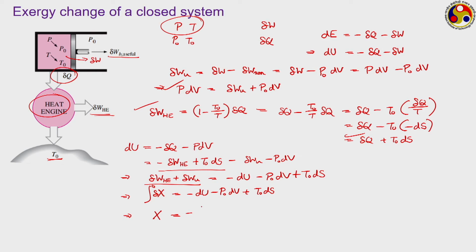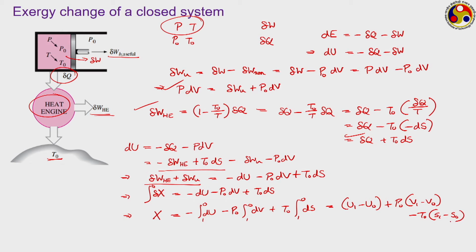So, it will be minus of integral du from this initial state 1 to final dead state 0, minus P naught being a constant comes out of the integration dV, plus T naught being a constant comes out of the integration ds, that is equal to u1 minus u naught plus P naught into V1 minus V naught minus T naught into S1 minus S naught, and that is the exergy of any system.